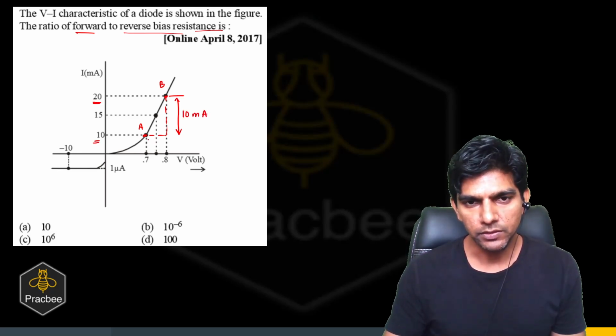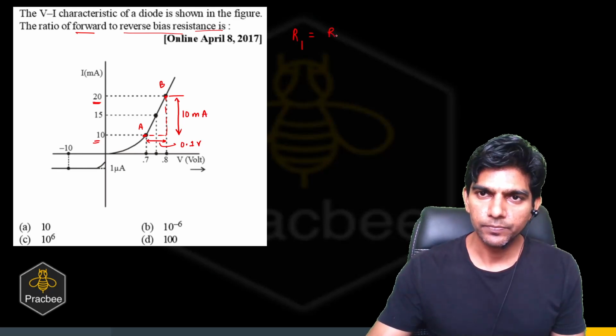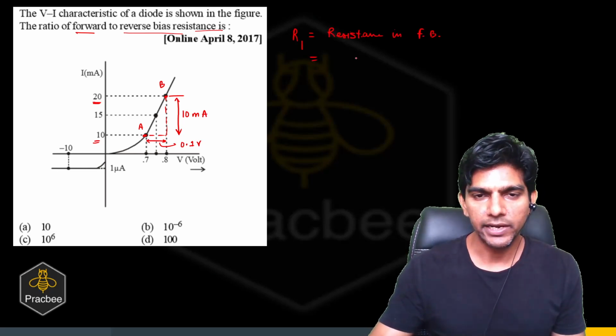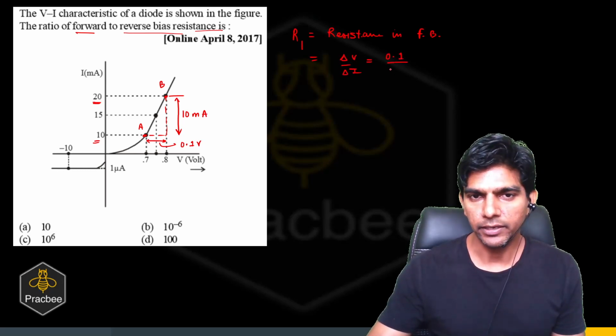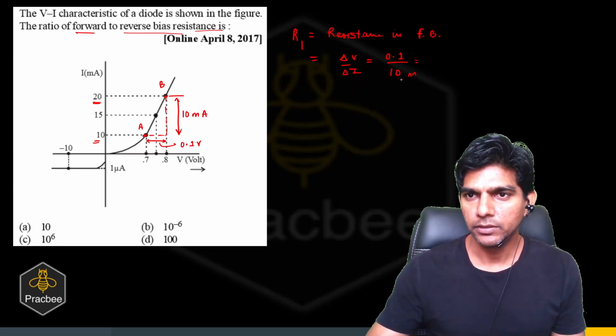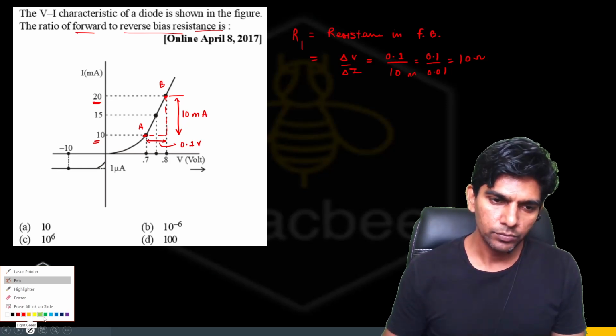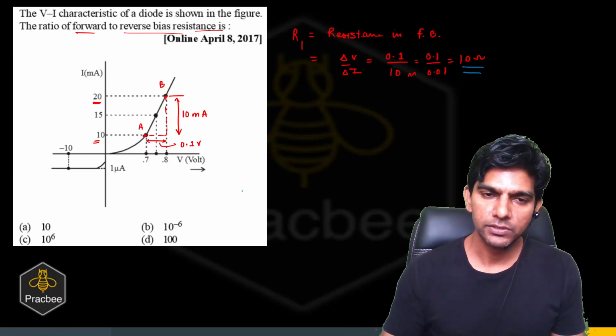Now let us see what is the change in the voltage from A to B. This will be 0.1 volts. So the resistance, let us say R1, is the resistance in forward biased mode. That will be delta V upon delta I, where delta V is 0.1 and delta I is 10 milliampere. So this comes out to be how much? We have 0.1 divided by 0.01, so it will be 10 ohms, right? So in the forward biased mode, we have 10 ohms resistance.